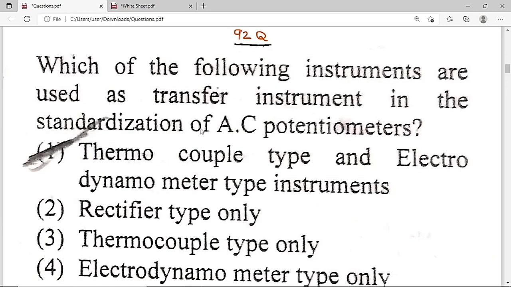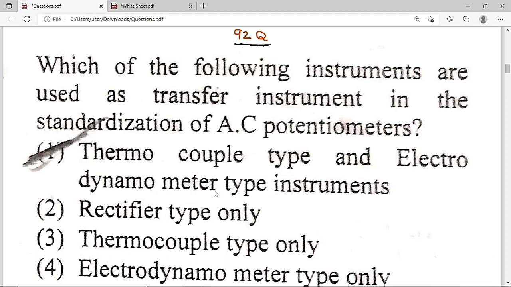Now we are going to solve the 92nd question. See the question here. Which of the following instruments are used as the transfer instruments in the standardization of AC potentiometers? Option A, thermocouple type instruments as well as electrodynamometer type instruments. Option B, rectifier type instruments only. Option C, thermocouple type instruments only. And option D, electrodynamometer type instruments only.